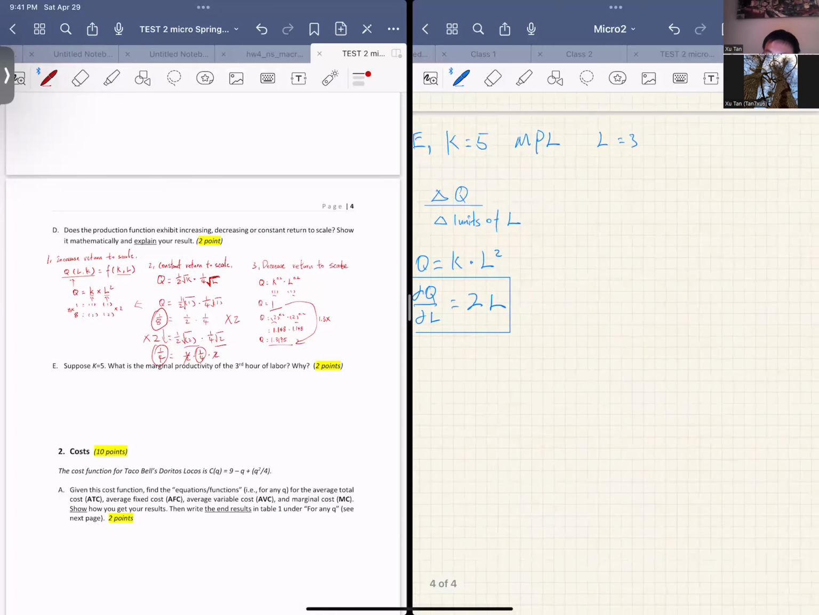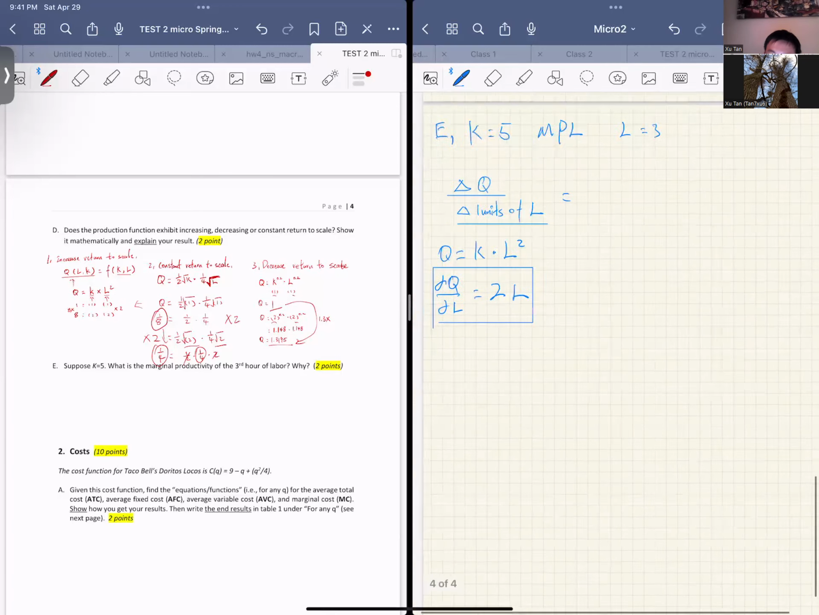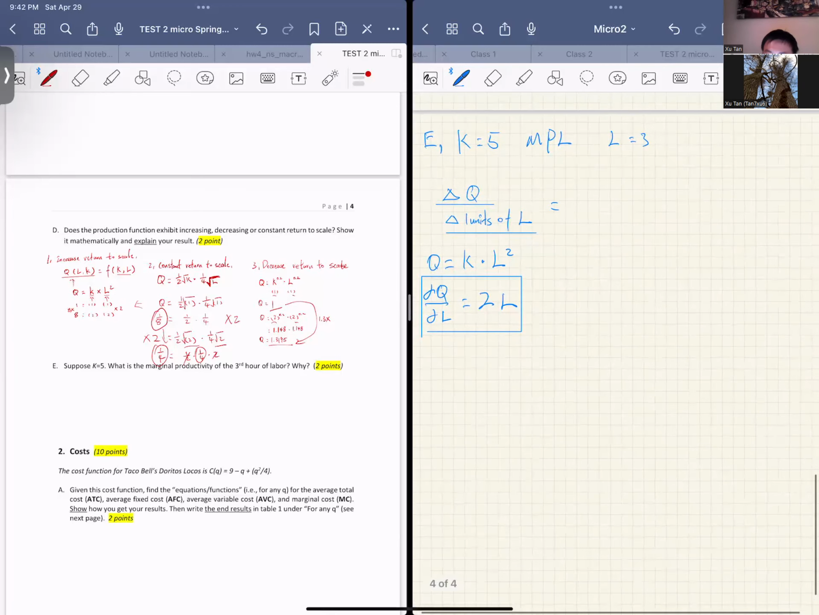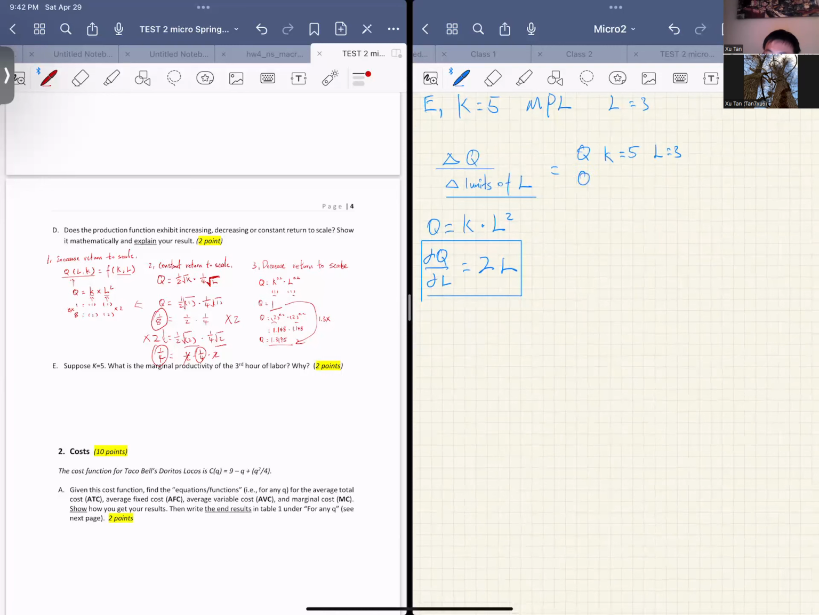So let's do this the very old traditional way. For the change in Q over the change in unit of L, we first have to find out what our Q is when K equals 5 and L equals 3. Then we need to find a new Q. So it is Q1, Q2, when K is kept constant and L is increased by 1 unit.